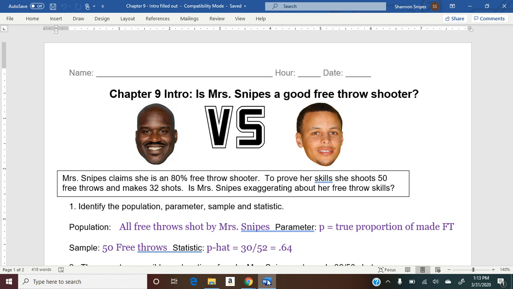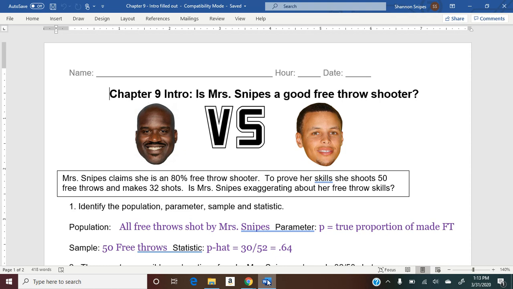So I am going to start by claiming that I am an 80% free throw shooter. To prove this, I shot 50 free throws and I made 32 out of the 50 free throws. Am I exaggerating my free throw abilities?